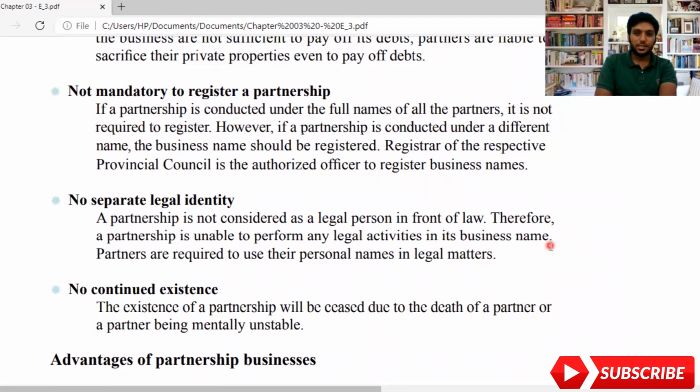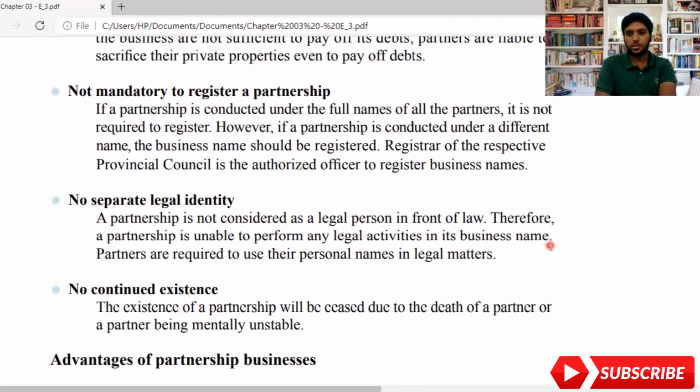No separate legal entity. As I said, sole proprietorship and partnership come under unincorporated businesses, so it's not having a separate legal identity. If they sell a product, the partner should take the risk. For example, if you and I are partners and you sell something bad, maybe alcohol, without my knowledge, and we get caught, I need to be responsible because you are my partner. So don't sell alcohol, please. With that, we'll move on to the next part.